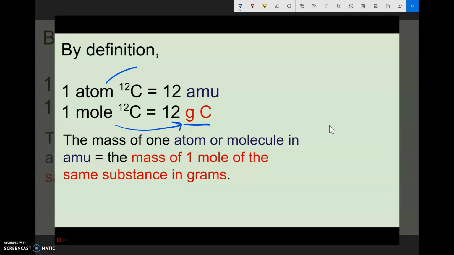When it talks about an atom, we're talking about the atomic mass unit. But notice the numbers are interchangeable, okay? The numbers are the same and the units are interchangeable. So we can always just say grams, or we can also say AMU.